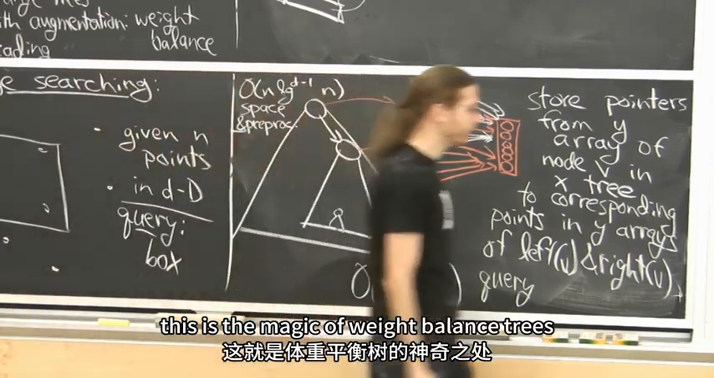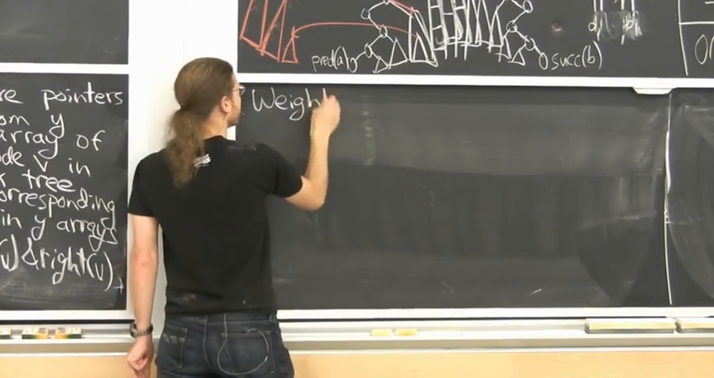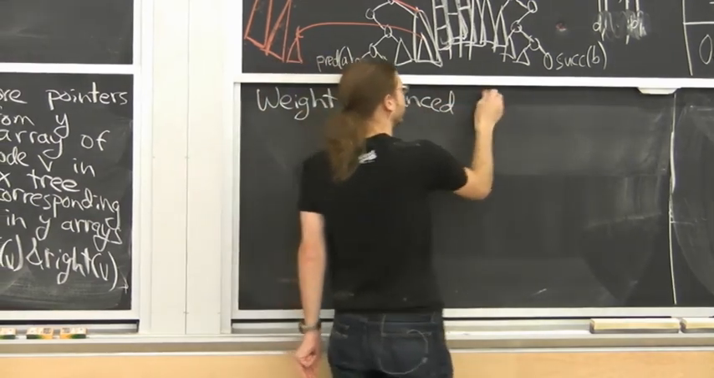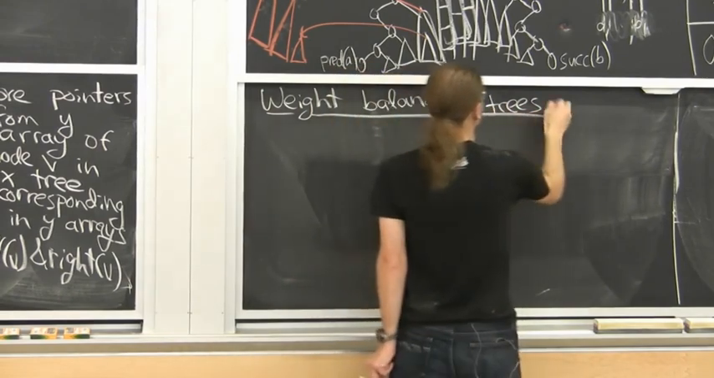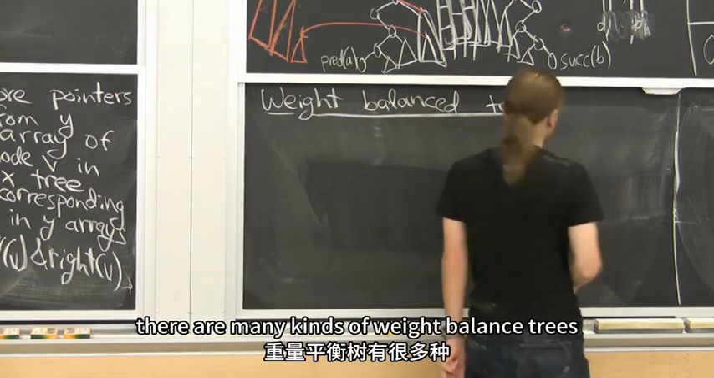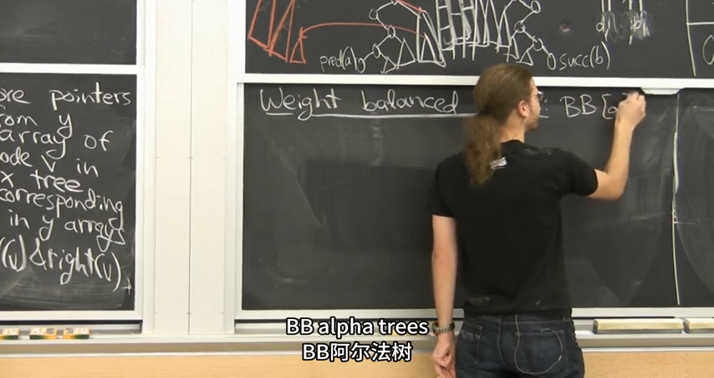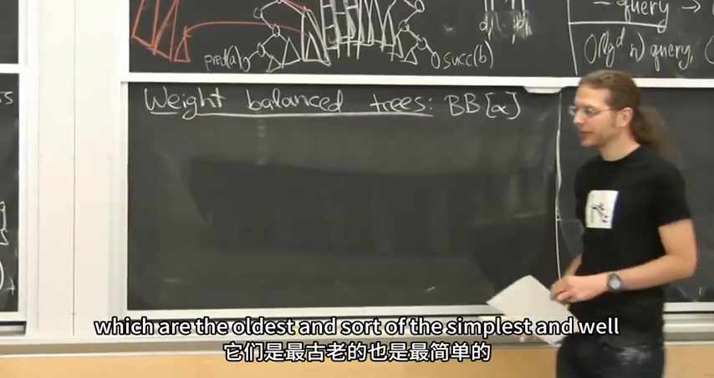This is the magic of weight balance trees. In general, there are many kinds of weight balance trees. We're going to look at one called BB alpha trees, which are the oldest and sort of the simplest.